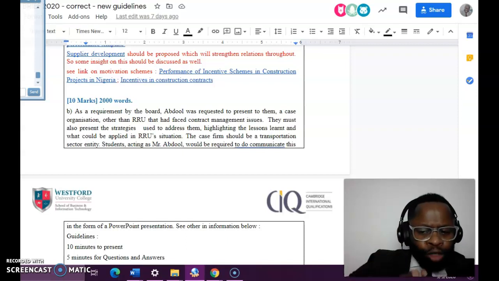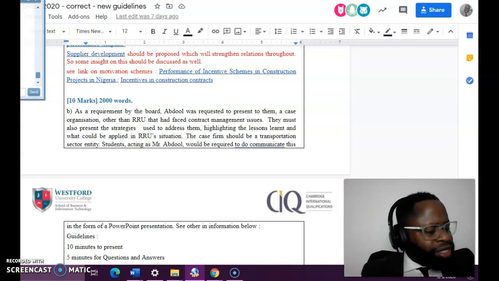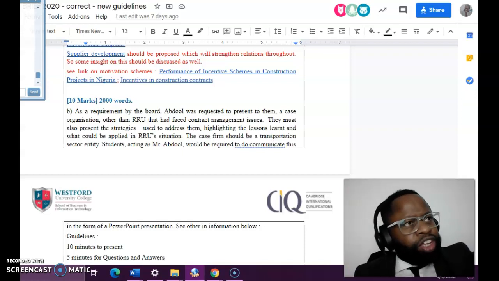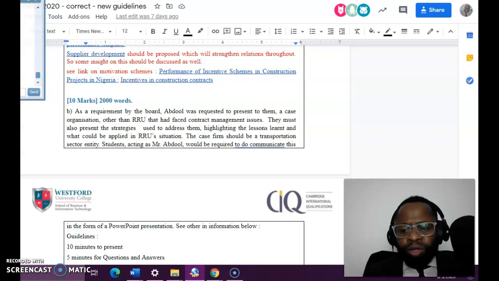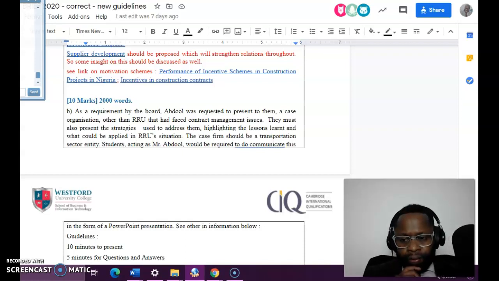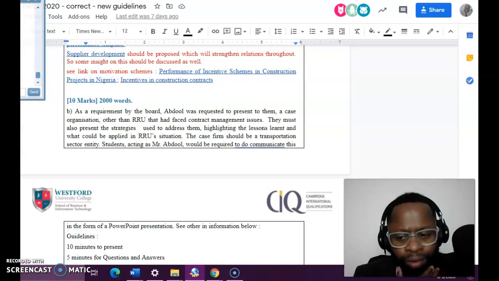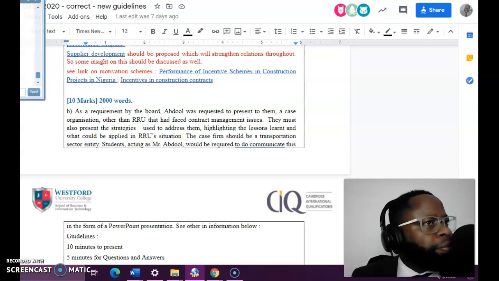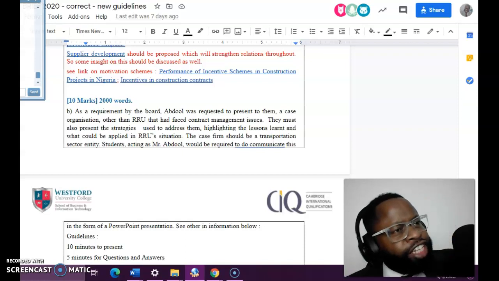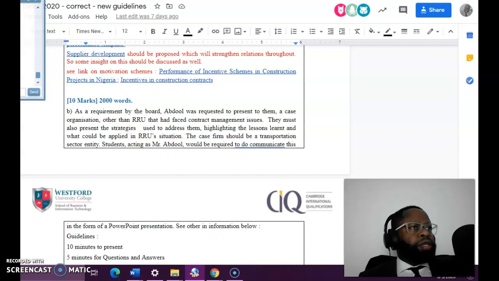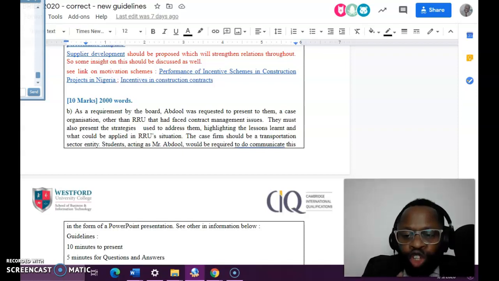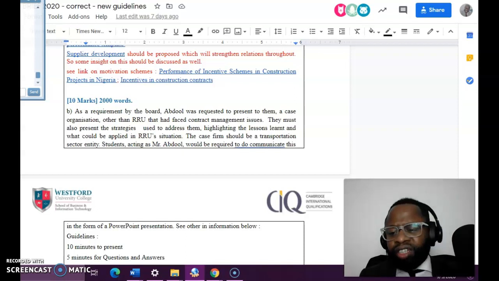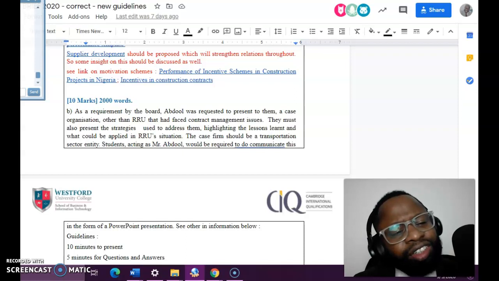Remember, apart from choosing an organization, right? What do you want to do? You want to highlight some of the challenges the company would have had. Some of the challenges the company would have faced, right? What are the challenges the company would have faced? Very important, the challenges. And mention what they did to overcome those challenges and explore transferring some of the strategies which help solve the issue, and see if those strategies can be applied at RRU. You understand that?